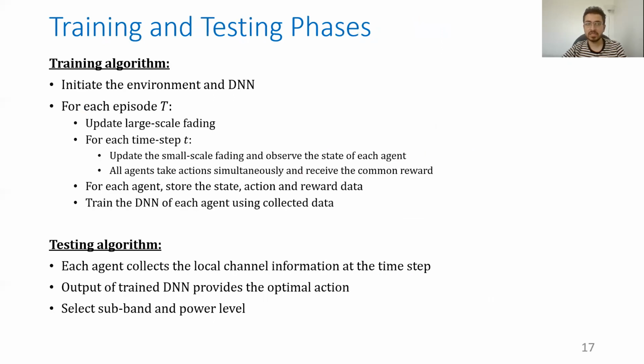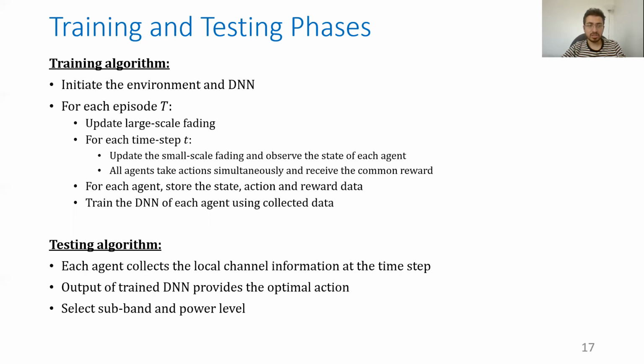Moving on to the training and testing algorithm. We consider an episodic setting where each episode corresponds to the time limit of delivering the V2V payload. Each episode consists of multiple time steps. At the start of each episode, the vehicle location and large-scale fading is updated, while at each time step, the small-scale fading is updated. At each time step, each agent observes its local channel and takes an action. Based on this, it receives a reward and moves on to the subsequent state.